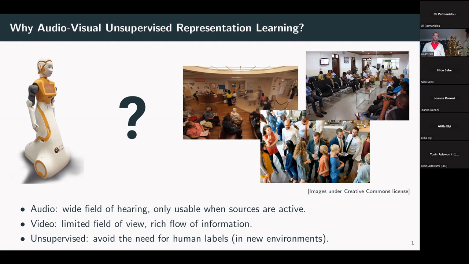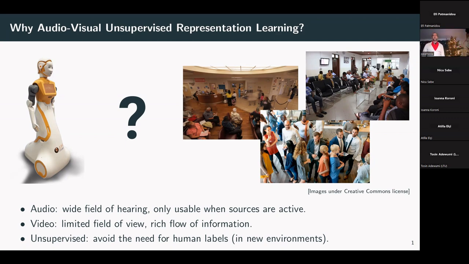A couple of things that I would like to mention about audio and video, and why it is interesting to fuse these two modalities, is because they are quite complementary and of a very different nature. For instance, audio has a quite wide field of hearing, but you can only exploit this successfully when the sources are active. As long as there is light, visual sources are always active, because we are always reflecting light. The problem is that cameras have a limited field of view. So these two things already tell that these two modalities are quite different.